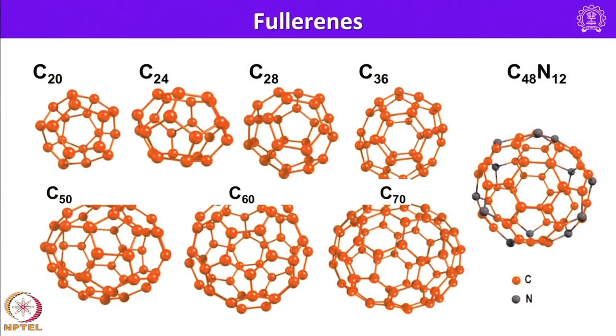So, I have shown you some fullerenes: C20 and C24, C28, C36, and also here this is essentially fullerene in which 12 carbon atoms are replaced by 12 nitrogen atoms. This is a C48N12, it is a heterofullerene, and C50, C60 and C70. These are some of the important fullerenes. And let us look into the reactivity of fullerenes.